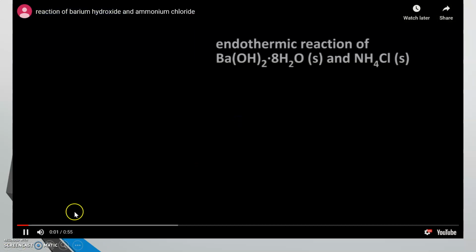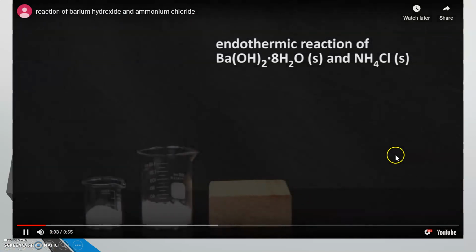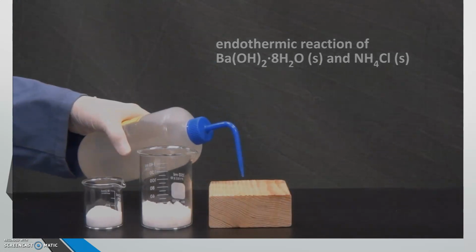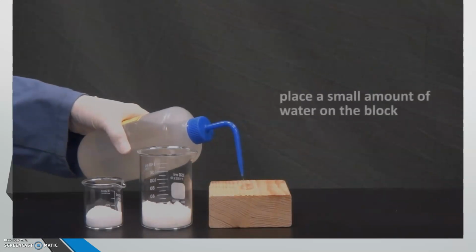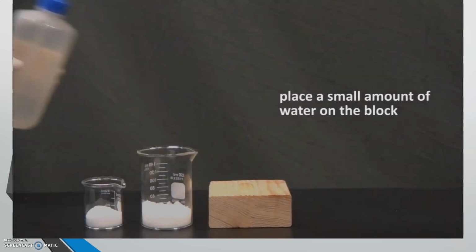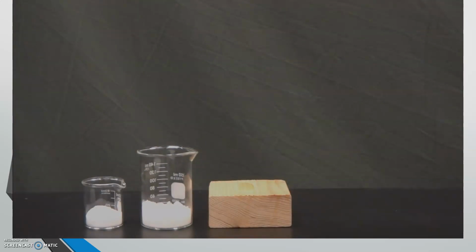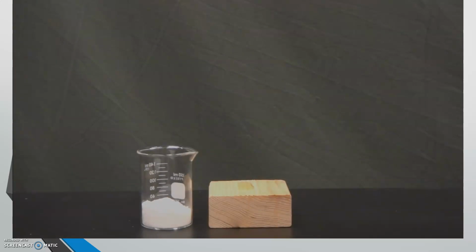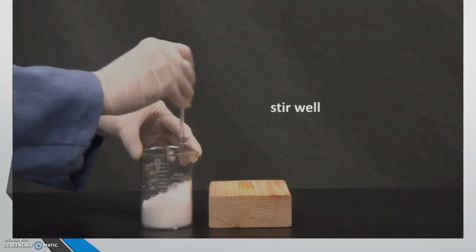So we're gonna do the reaction between barium hydroxide and ammonium chloride. So those are the things in those two beakers. This is kind of just for impressiveness. They're going to put a small amount of water on that block just to show you what's going on. Now remember, this is an endothermic process. So the chemicals are going to be absorbing energy from the surroundings.